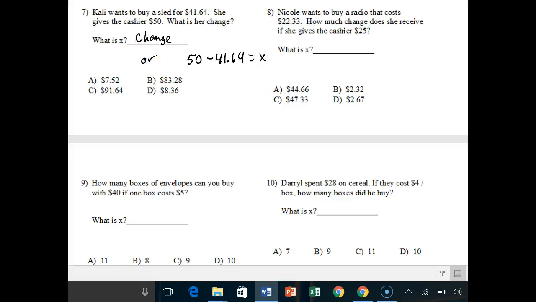I'm going to write it a different way. You could also go ahead and say, if I wanted to say 50 minus x is equal to 46.64. There's a couple implications about negatives in that one, but we'll hold off. So this is just saying, okay, $50, I'm going to subtract 46.64 from it. We need to do a whole lot of borrowing here.